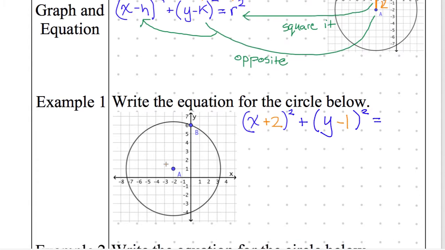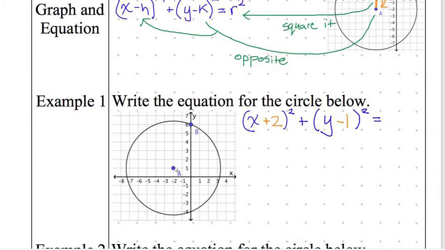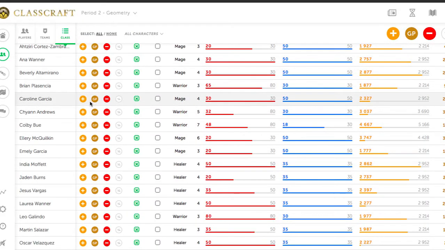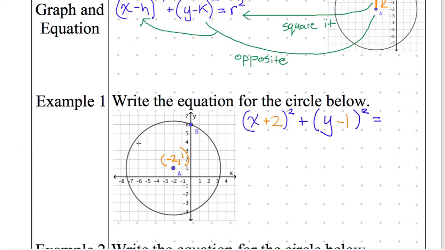So this original coordinate of the center, this point A, was in the x direction -2. In the y direction, we went +1. So Caroline took the opposite of the x coordinate and stuck it with the x. The opposite of -2 is a +2. The opposite of the y coordinate, the opposite of 1, is a -1. So Caroline has done the center for us. Now we need to figure out the radius, and that can be a tricky thing to do. So Caroline's card is in. Caroline's marble is in. Like 3/4 of the way to a pizza party.